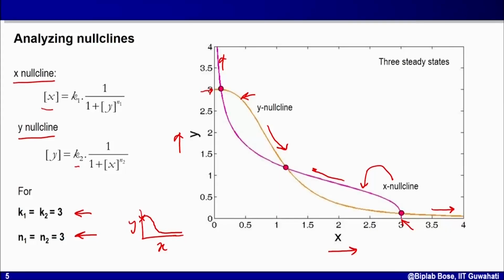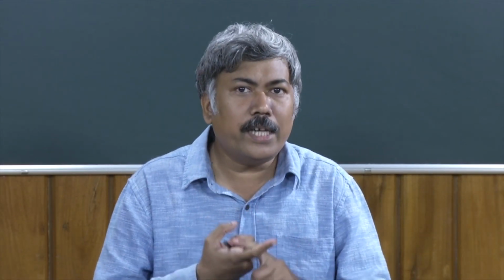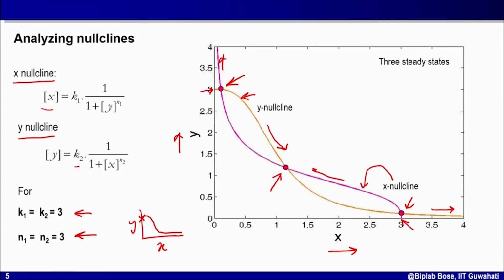So I have two sigmoidal curves. Both of them are inverse, but they are in opposite directions. And as you can see, they are intersecting at 3 positions as I have marked by red dots. If you remember, the intersection of the two nullclines, that is the intersection of the x and y nullclines, are nothing but the steady states. So that means when k1, k2 equal to 3 and n1, n2 equal to 3, I have 3 steady states, because the nullclines have intersected at 3 positions shown by these red dots.